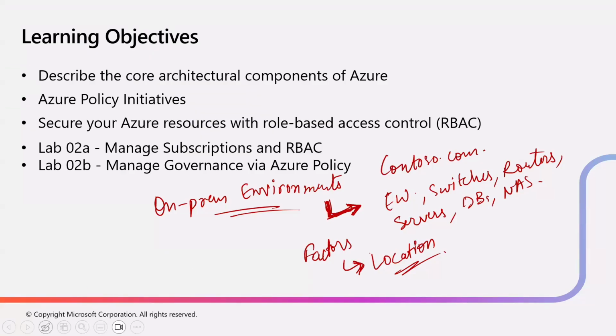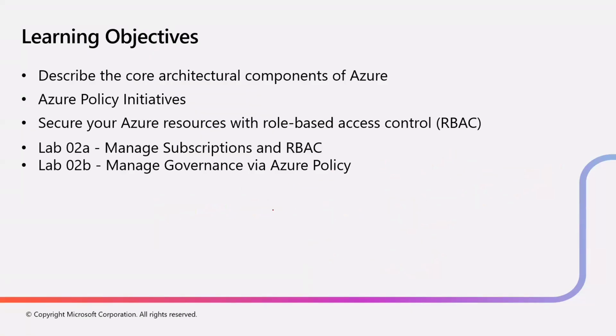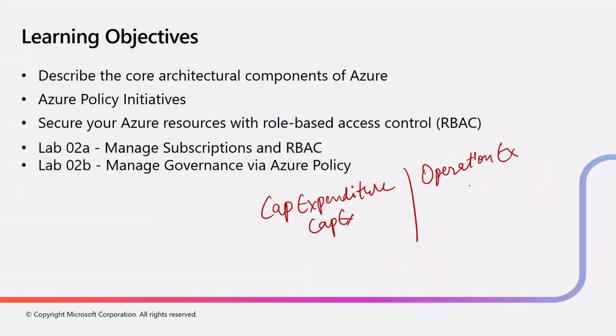So there are two things that come to my mind. There are two types of operational models. One is capital expenditure, which we call capex. Second, we have operational expenditure, which we call the opex model.